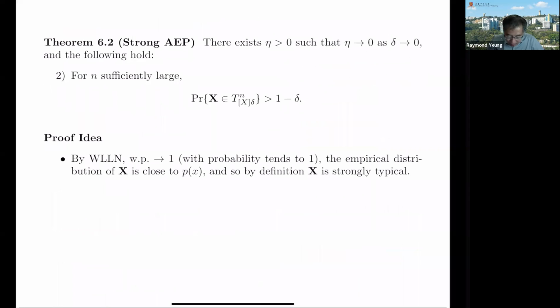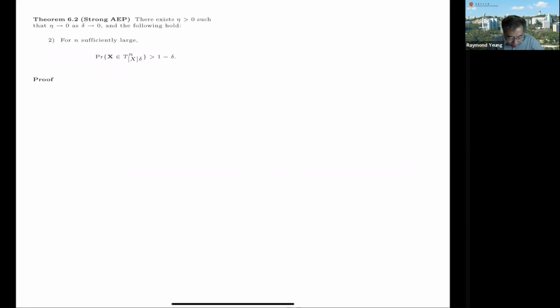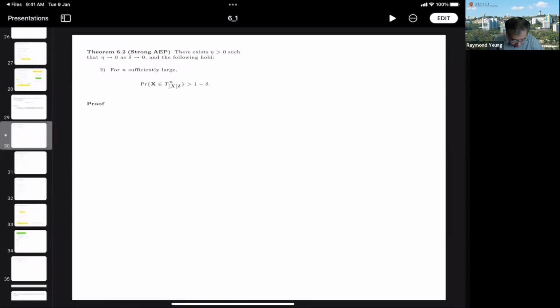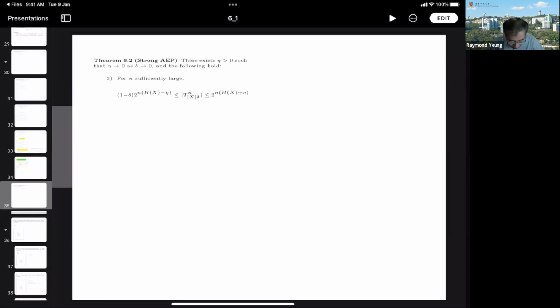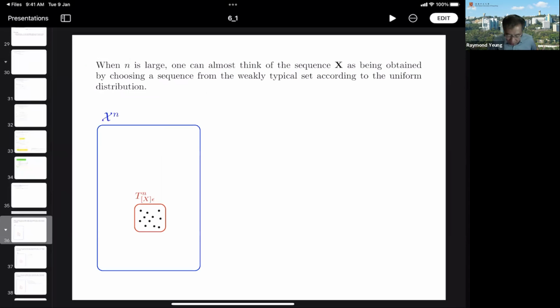Now this is the second property. The second property basically is a consequence of the weak law of large numbers, and I already have given you the intuitive reason for that, so I won't get into the details. The third property again follows from the first property and the second property, but I would like to summarize what I have talked about in this picture.